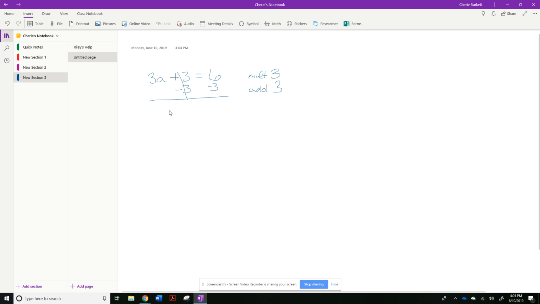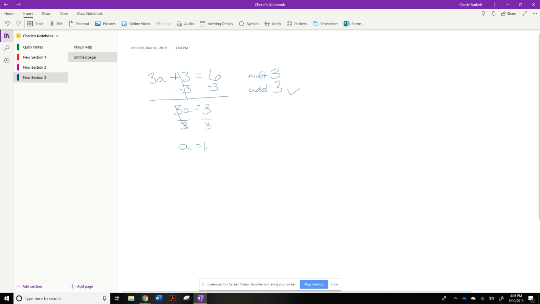That adds to 0, so all you have left on this side is the 3a. 6 minus 3 is 3. Okay, so we've taken care of that step. Now, how do we undo multiply by 3? Because that's all that's left. The opposite of multiply is divide. So we divide this side of the equal sign by 3. We divide this side of the equal sign by 3. 3's divide out, leaving you a coefficient of 1, which is what you want. And 3 divided by 3 is 1.